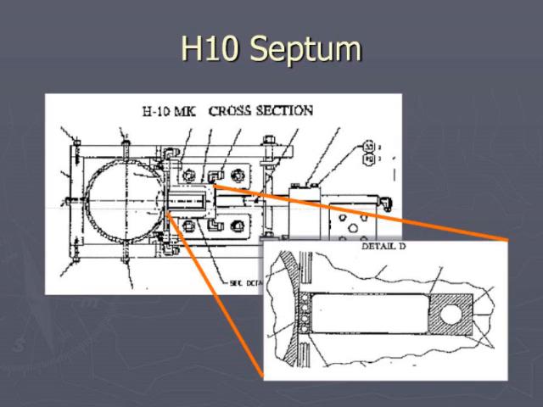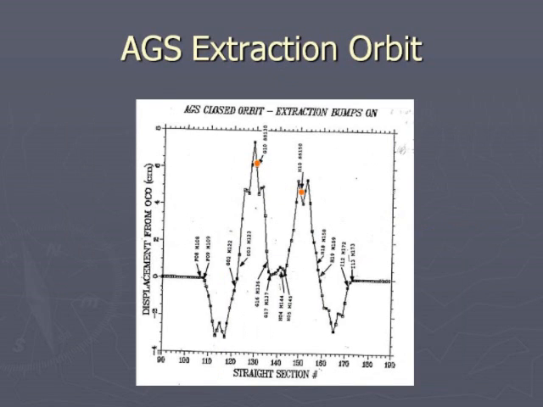And the G10 kicker, the bumps are meant to get you near the edge of the septum, excuse me. And then the kicker in one turn gets you across. Okay? Very similar to booster extraction. So like I said, this is an old technique. I can make a better picture.